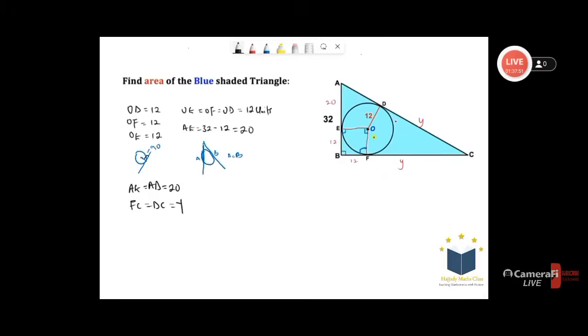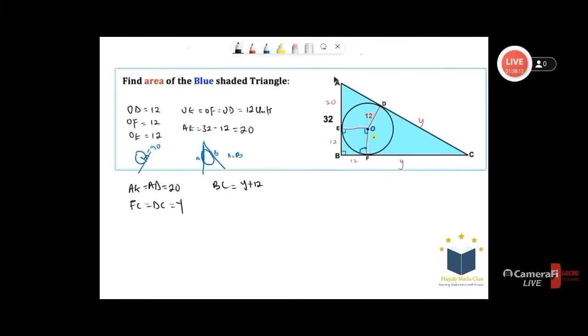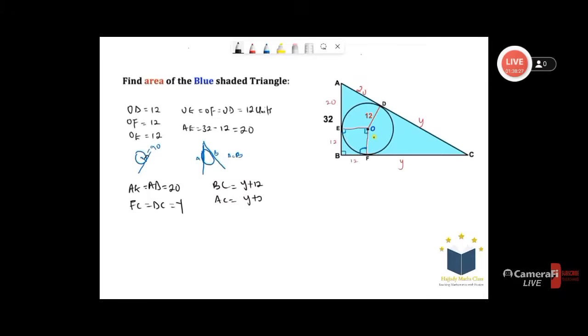So with this, we can say that our BC, from B down to C, is going to be the addition of Y plus 12, so we have Y plus 12 units. And also from A to D, since A is 20, then AD is going to be 20. So my AC is going to be Y plus 20.